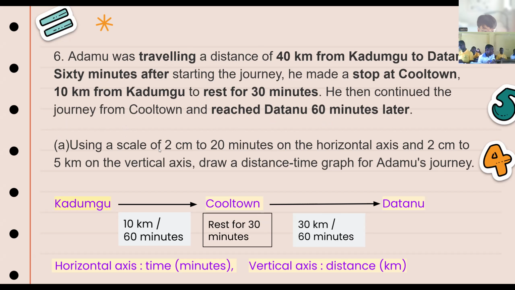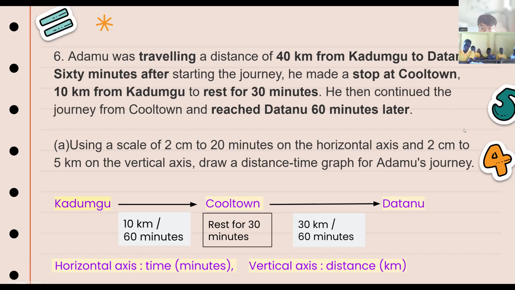It says using a scale of 2 centimeters to 20 minutes on the horizontal axis and 2 centimeters to 5 kilometers on the vertical axis, draw a distance time graph for Adamu's journey. So the question is asking us to make a sort of graph. And to make this graph, we need to clearly set the distance and the time between the towns.